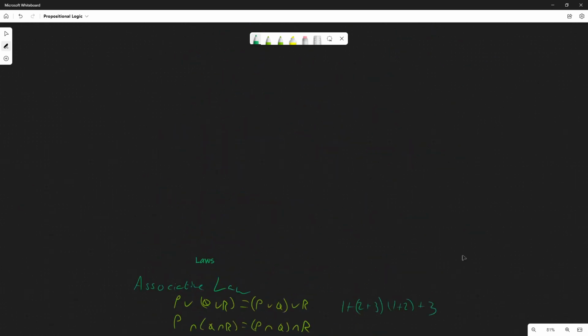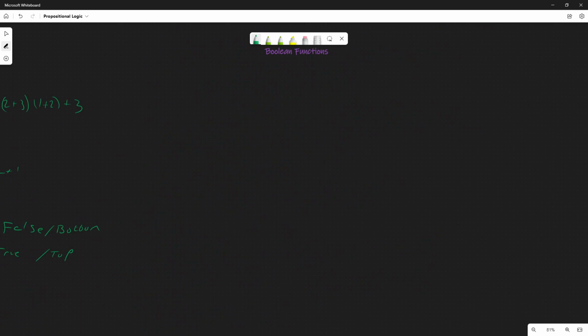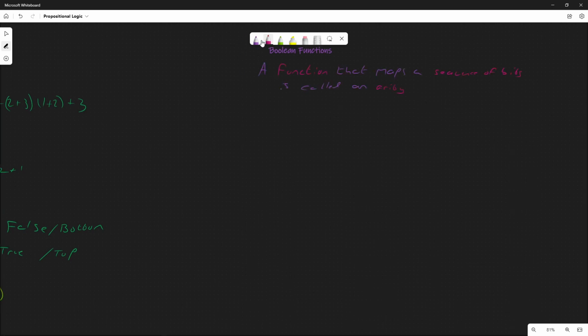Now let us move on to Boolean functions. A function that maps some sequence of bits, so a single bit, is called an arity. For example, if we had some function f, which took in a sequence 0, 1, and mapped it to 1, this would be an arity. Why do we care? What's this got to do with what we're discussing? Because this is how we can represent a Boolean formula using a function.